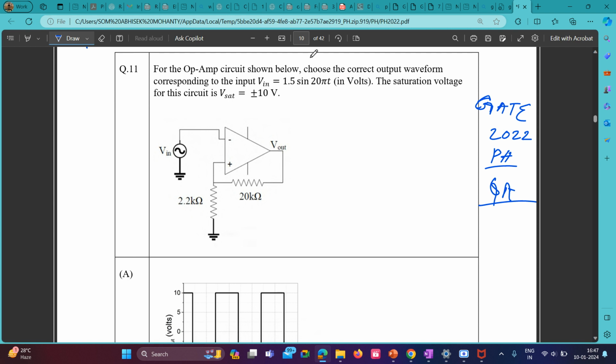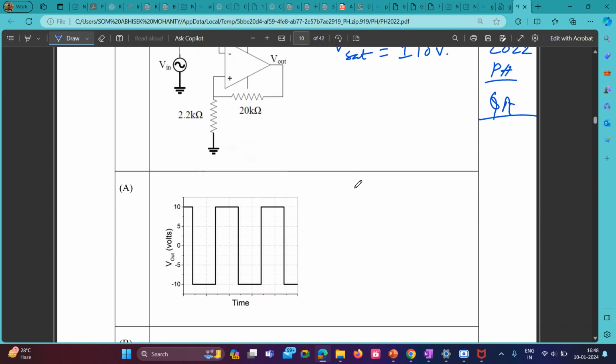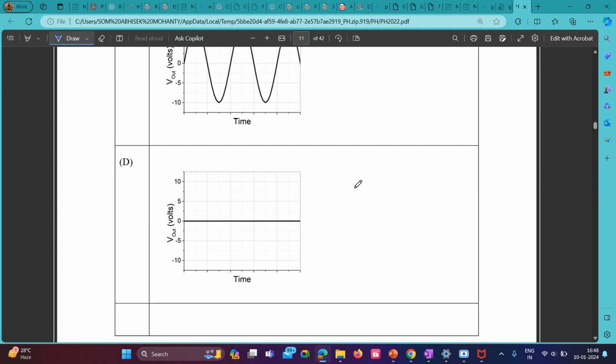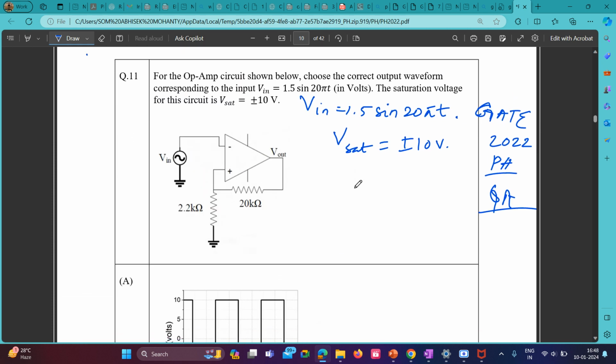For the op-amp circuit shown below, choose the correct option output waveform corresponding to the input V in is equal to 1.5 sine 20 pi t. The saturation voltage for this circuit is V saturation equal to plus or minus 10 volt. So this is the question. You are asked for the output waveform. There are some graphs given. So how to get it?